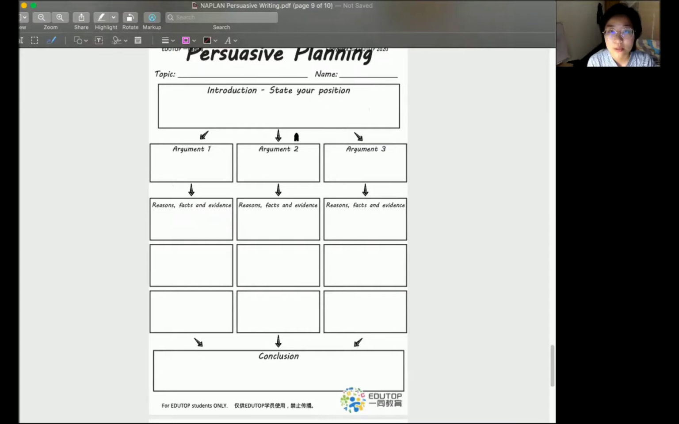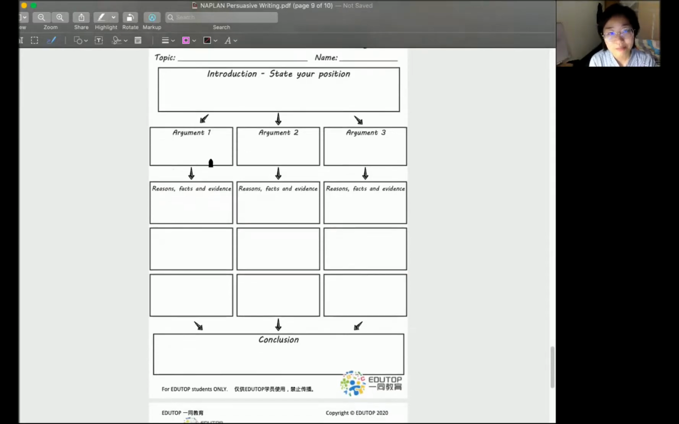It has to be very crystal clear for your marker to see. It's over there. You're not going to play hide and seek. And then after that is your body parts.